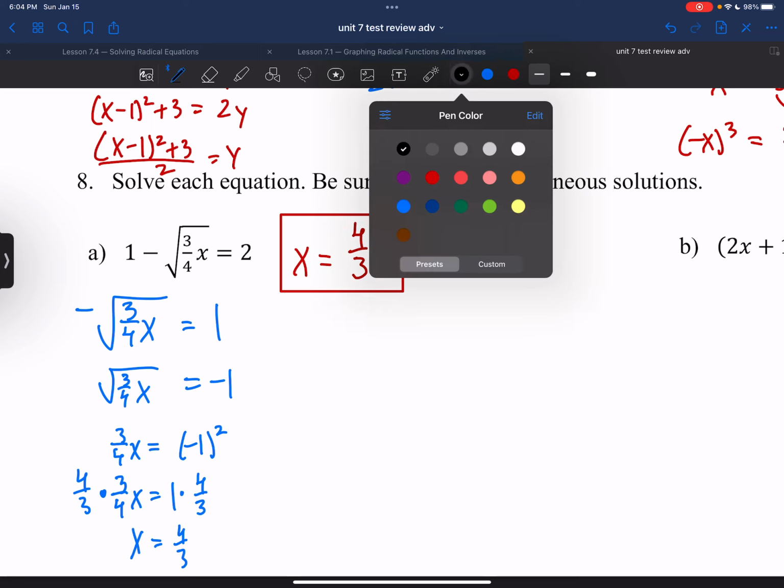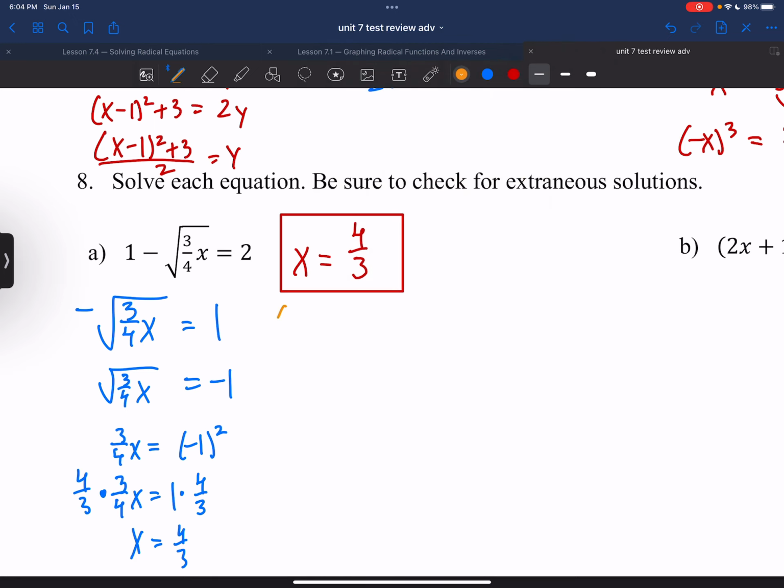So let's check for extraneous. I'll do that real quick in yellow. Check. 1 minus square root of 3/4 times 4/3 is my replacement for x. Does that equal 2? Well, that's 1 minus root 1, so that's 1 minus 1.